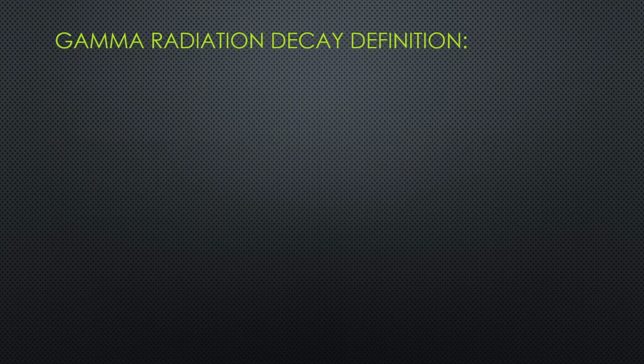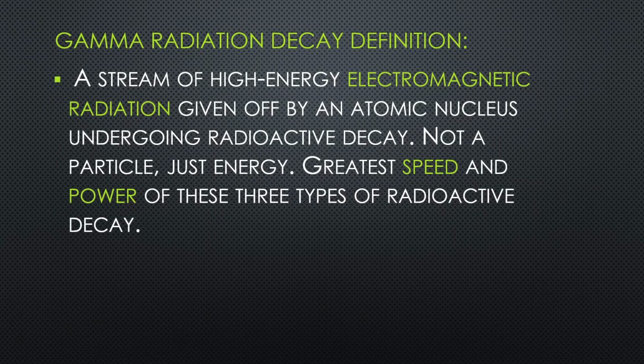All right, what's the definition of gamma radiation? It is a stream of high energy electromagnetic radiation given off by an atomic nucleus undergoing radioactive decay. Not a particle, just energy. Greatest speed and power of these 3 types of radioactive decay. This is the stuff that causes radiation poisoning, when we have a gamma radiation decay.